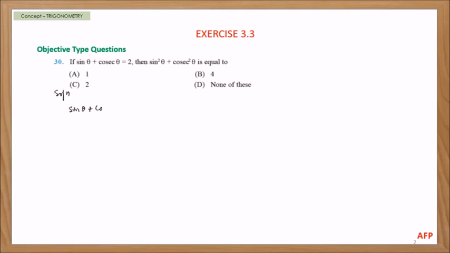Sin theta plus cosecant theta is equal to 2. So squaring on both sides, sin square theta plus secant square theta plus 2 times secant theta cosecant theta, so 4 you will get. The value which you are supposed to find is sin square theta plus secant square theta plus cosecant square theta.